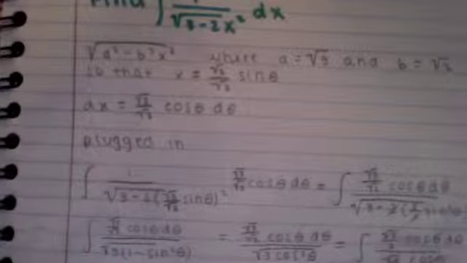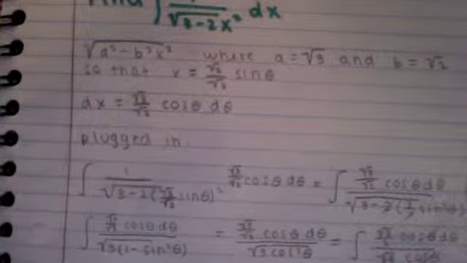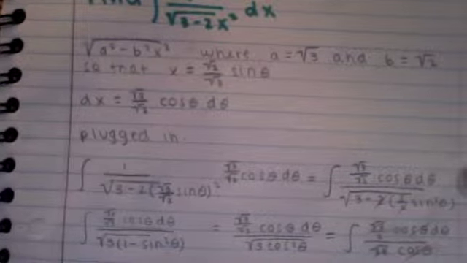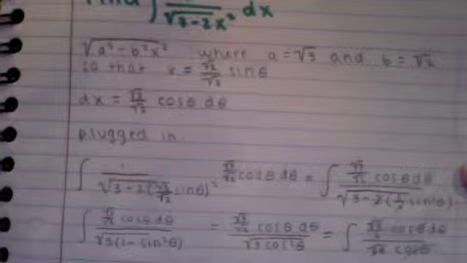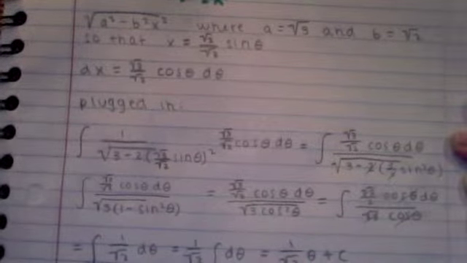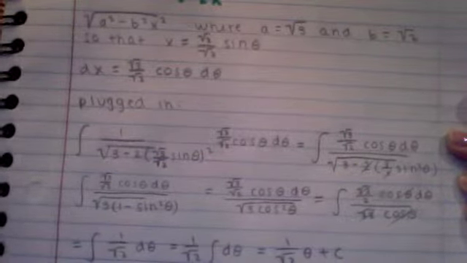So just like before, we're going to find the derivative of x, and that would be the square root of 3 over the square root of 2 cosine theta d theta. And then you plug that all back into your previous equation, and you get the integral of 1 over the square root of 3 minus 2 times the square root of 3 over the square root of 2 sine theta squared, times the square root of 3 over the square root of 2 cosine theta d theta.